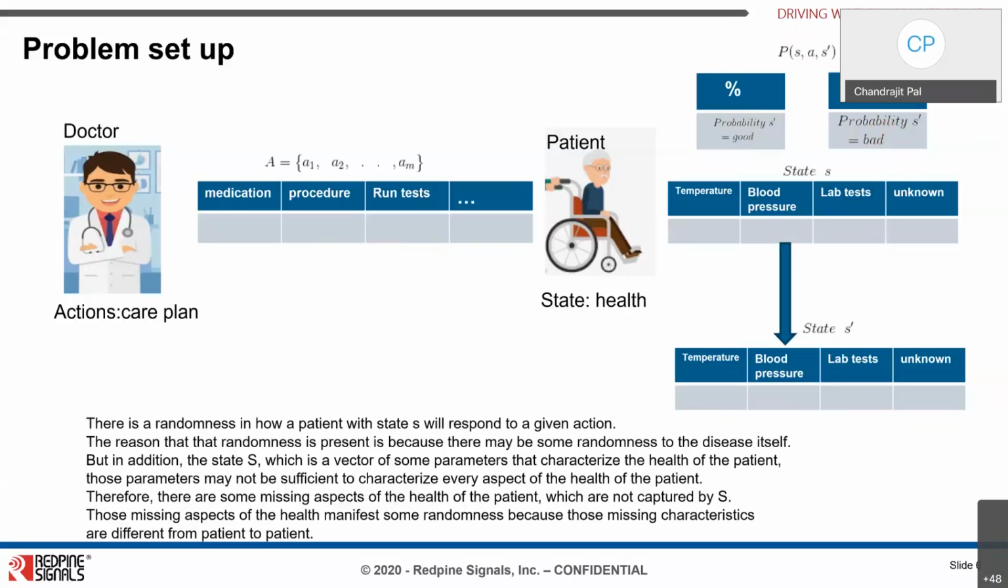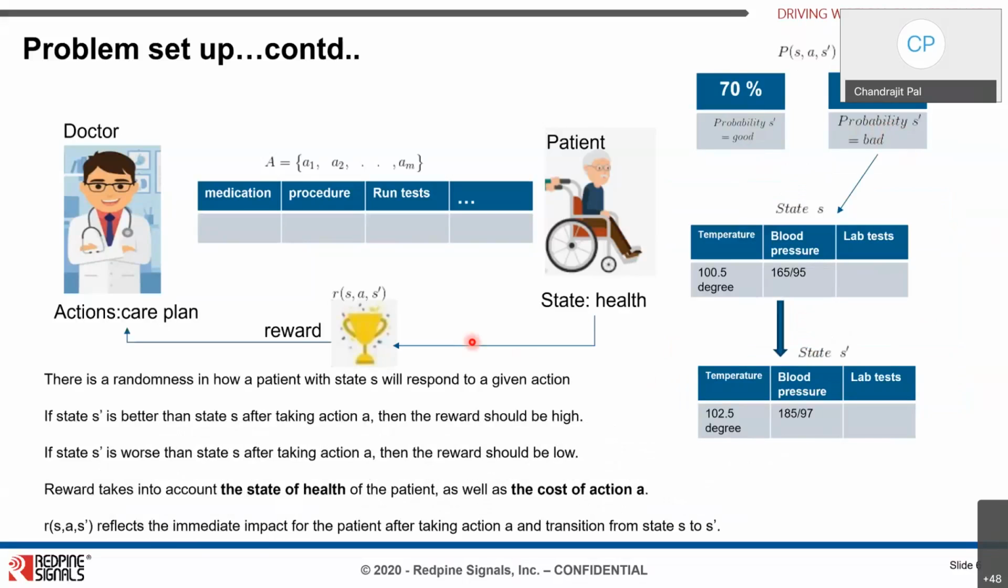Okay, so this is the state S, which consists of all these parameters, and there is the state change S prime, which again consists of this set of parameters. And so this is the story, the problem setup. Say suppose there is a 70% probability that the state change may be good, and a 30% probability that the state change may be bad.